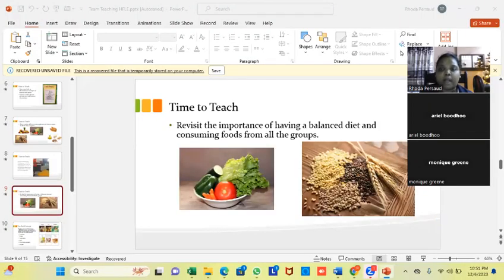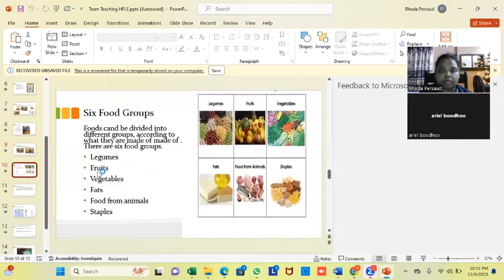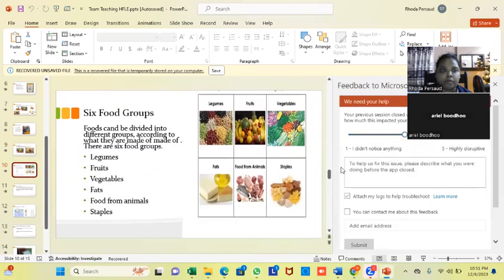So a healthy balanced diet helps us to keep our body physically fit and strong to do activities such as running, jumping, and to carry out our daily tasks such as doing chores at home and so on. Good. Now the food groups can be divided into different groups. We have legumes, fruits, vegetables, fats, food from animals, and staple. Good.